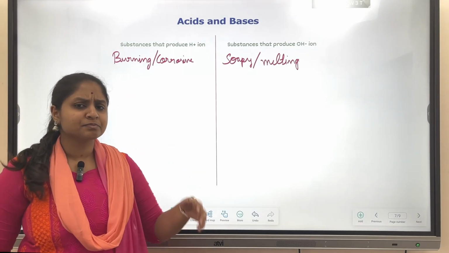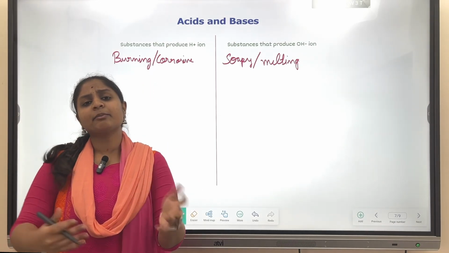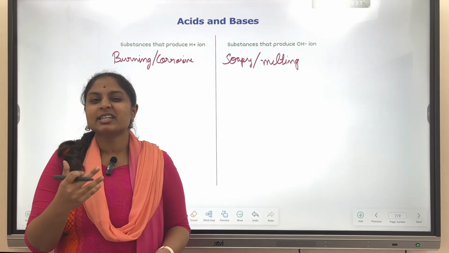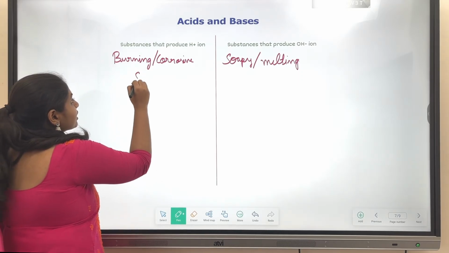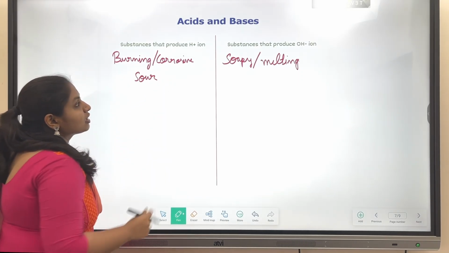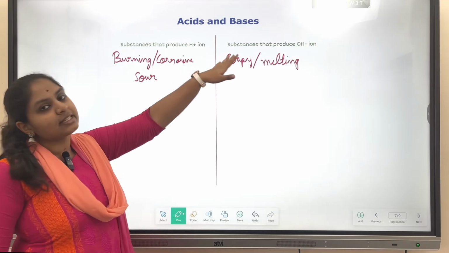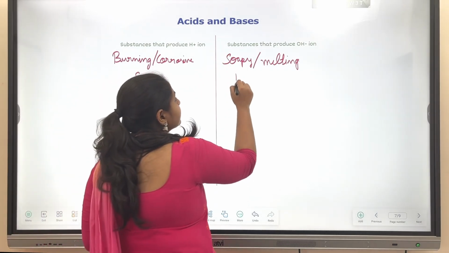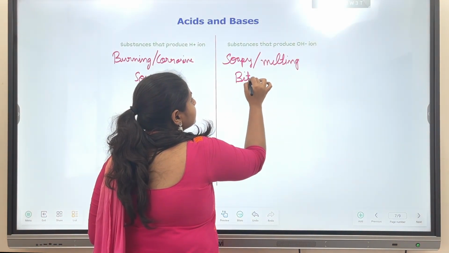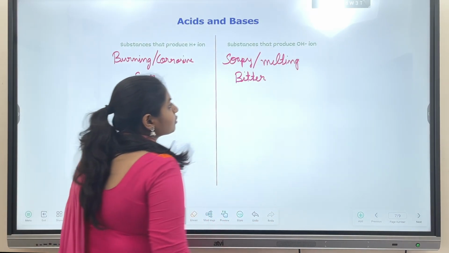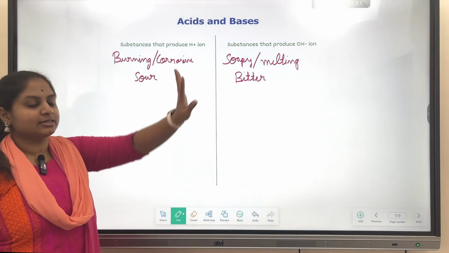Now, let's say somebody tasted acid. What is the taste they get? They will get a sour taste, or katta taste. When they tasted base, they got a very bitter taste, or kadwa taste. So we understood the three differences between acids and bases.